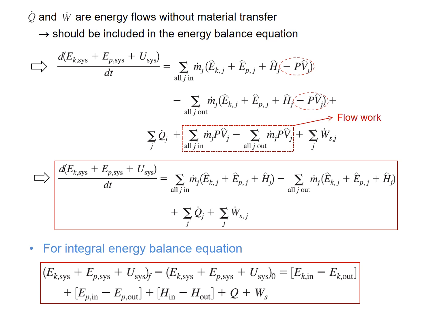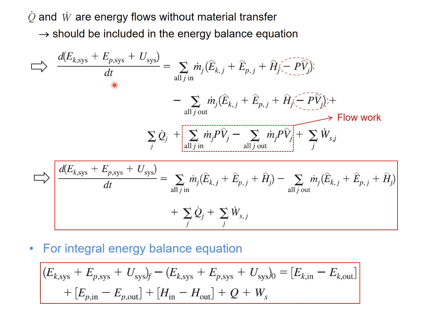Let's go forward for getting the final equations. In the previous slide, we didn't consider the heat and work as the direct energy transfer flow. So Q dot and W dot are energy flows without material transfer terms. So they should be included in the energy balance equation. So I have added this one. Okay, let me go back to the original form.